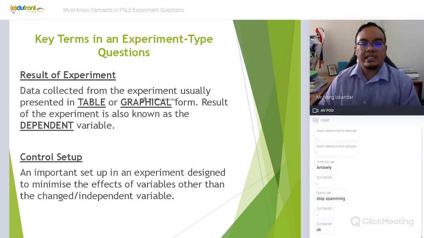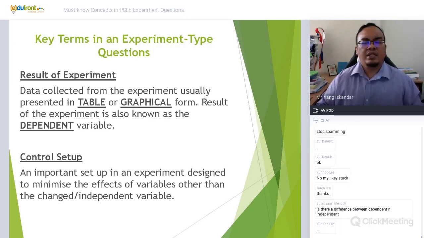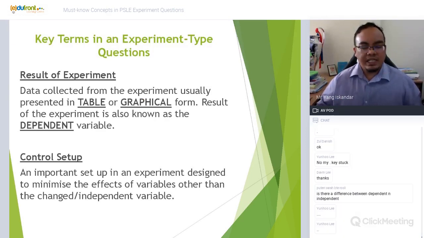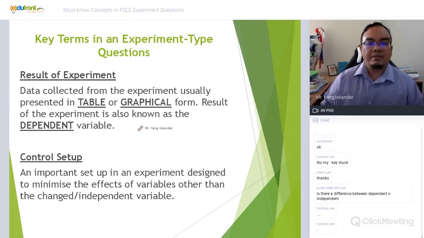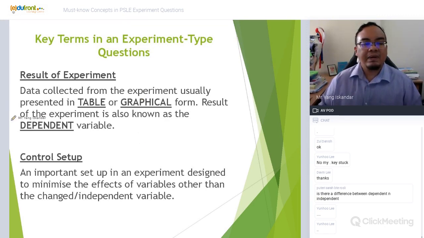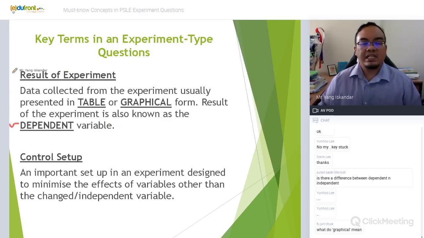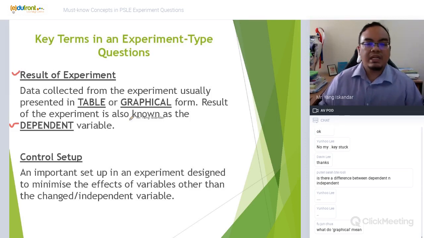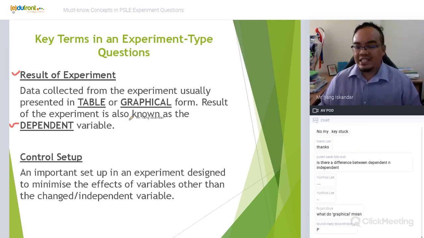So likewise, in any science experiment, you must collect data, and the result of the experiment, you must present it to people. It can be presented in the form of a table or in the form of a graph. The result of the experiment is also known as the dependent variable. Some of your teachers may use the term dependent variable. Some schools may use result of the experiment. Sometimes they may also call it measured variable. So it means the same thing.